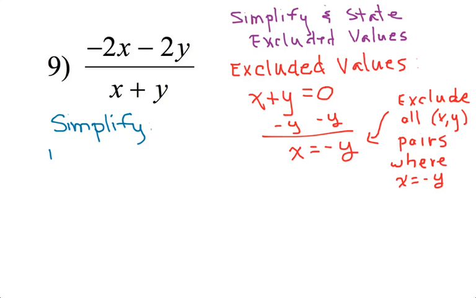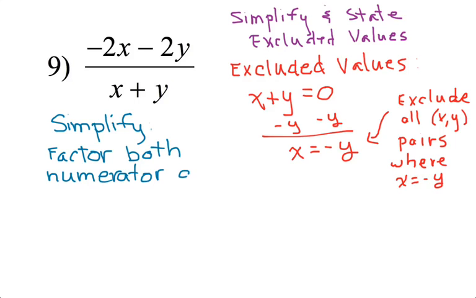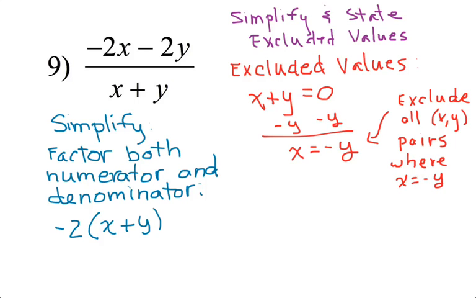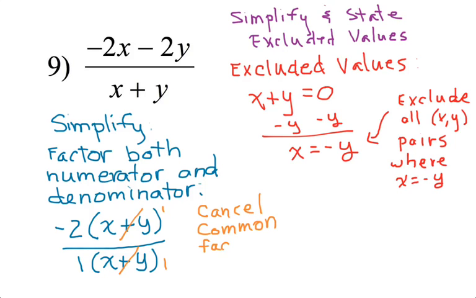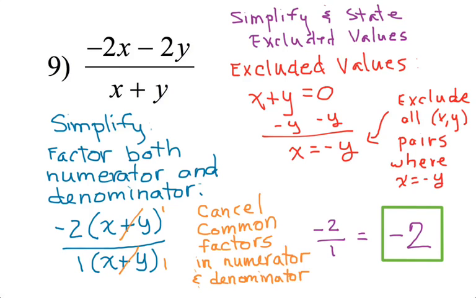Okay, now we're going to simplify the expression, and first we want to factor it. Factor both the numerator and the denominator, same way we've always been doing it. And then what we'll do is simplify by canceling any factors that are in common in the numerator and the denominator. And the factors that remain are our final simplified form. And that leaves us with just -2. And of course that's only true when we exclude all the values for x and y where x is equal to -y.